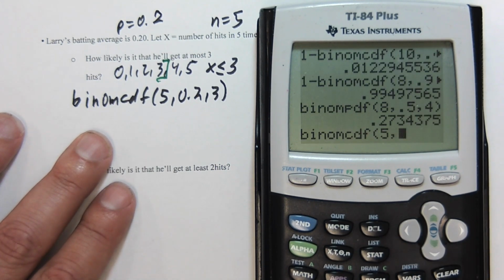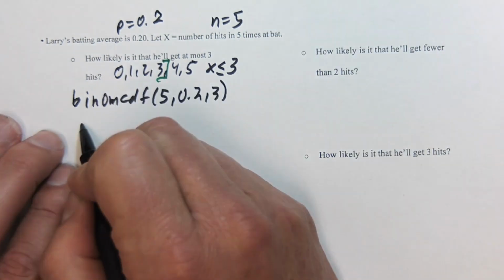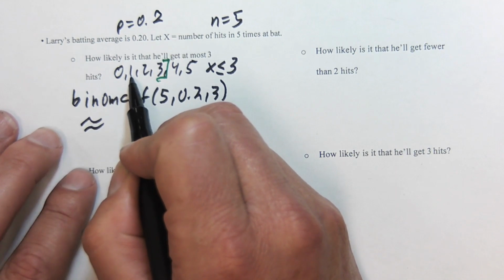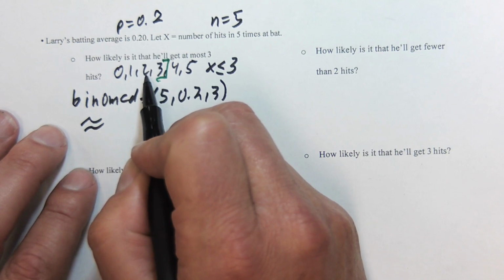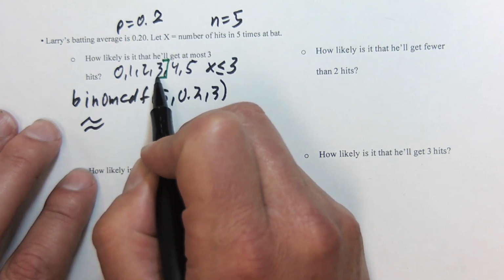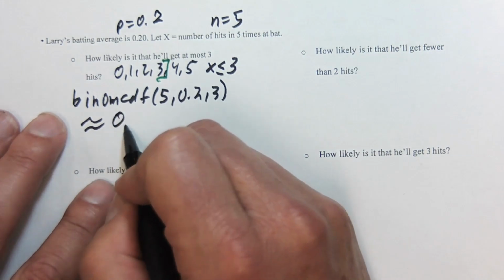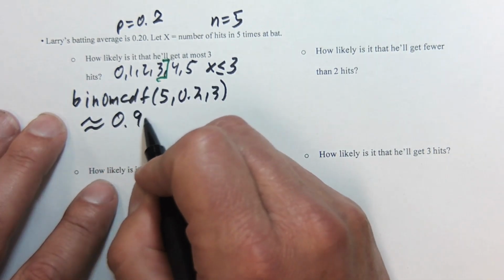5, 0.2, 3. Yep. So quite high. So there's a really good chance he won't get any hits or one hit. Those are his highest probabilities because he's not all that great of a hitter. 2 hits, probably not. 3 hits, really probably not. 4 or 5 hits, that's going to be a very low probability, so that's why we got such a high one, adding all the 0, 1, 2, and 3 up to get 0.99328.